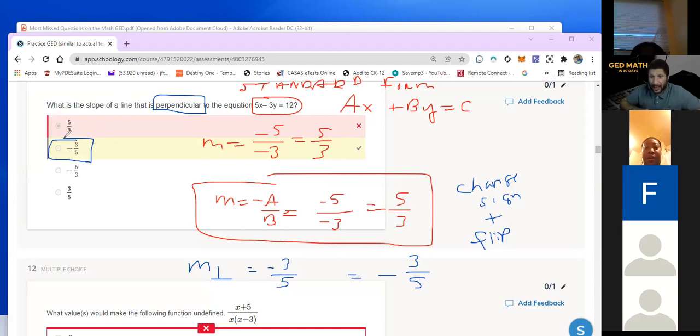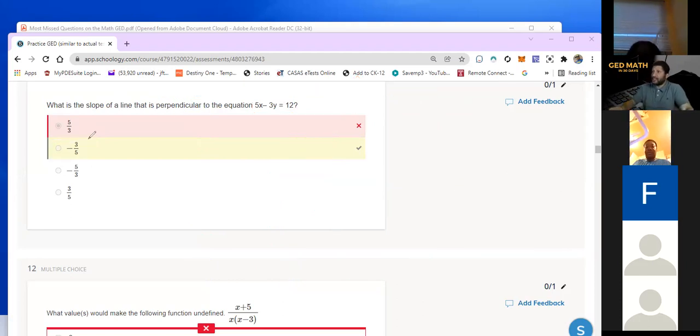Does everybody understand that? Okay. I don't understand this. Say that again. You understand it now? No, I don't know. So what's a perpendicular? This is the first time I see that.